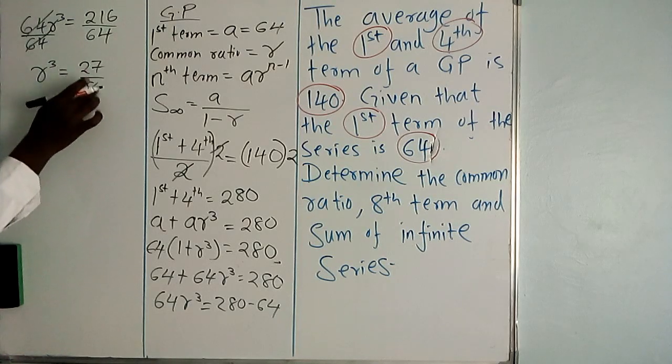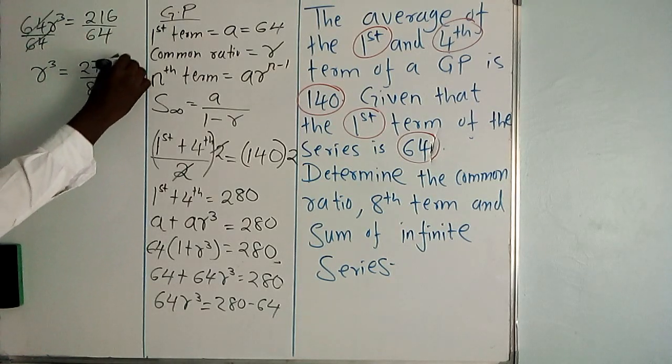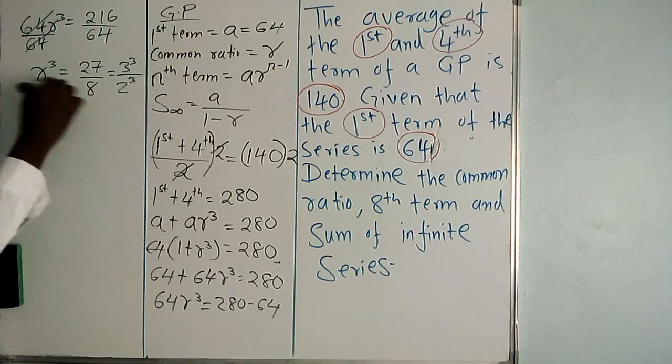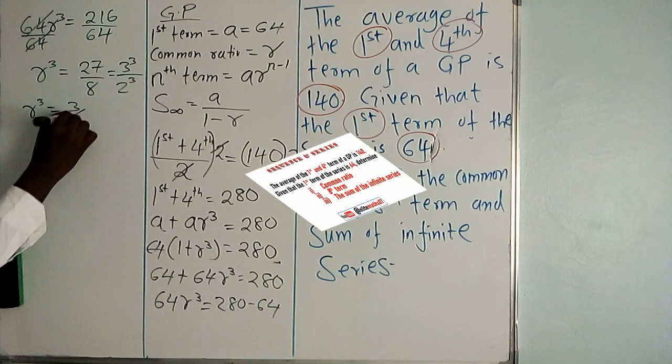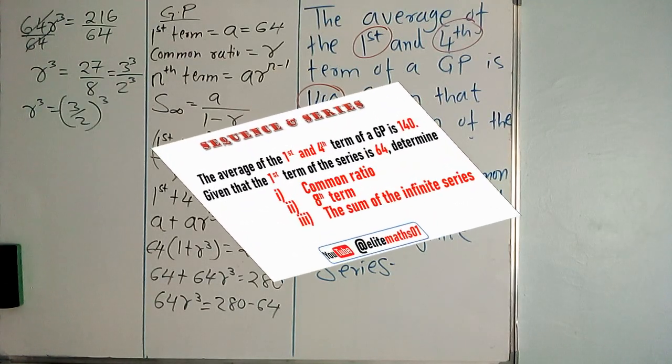Equal to 27 over 8. 27 is the same as 3 cubed, then 8 is the same as 2 cubed. So 3 cubed over 2 cubed is the same as 3 over 2, all cubed. Are you seeing that?